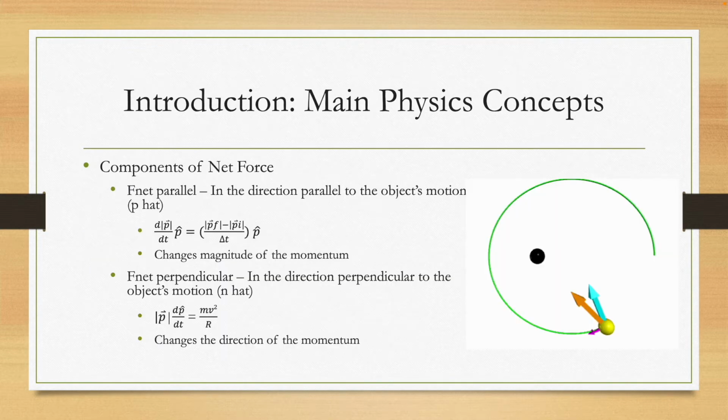Another important concept is the components of net force. There's the net force in the parallel direction, p hat, which is equal to the change in the magnitude of the momentum over the change in time, and that changes the magnitude of the momentum. And the other component is the perpendicular component in the n hat direction, which points to the center of the turning circle, and that changes the direction of the momentum.